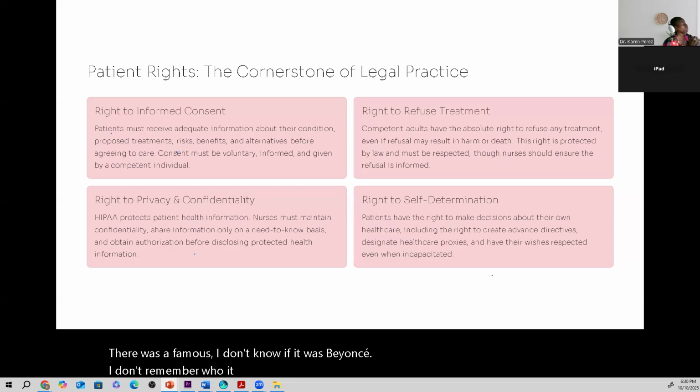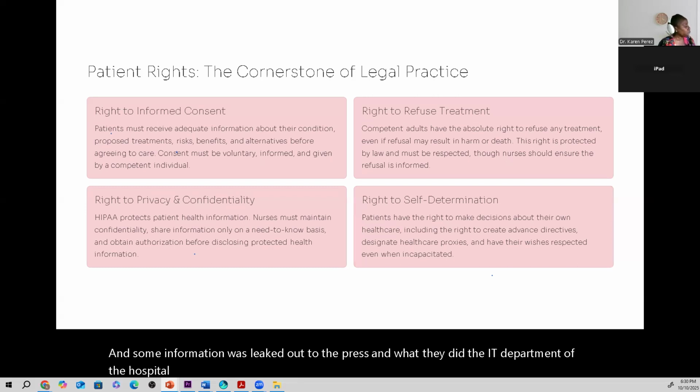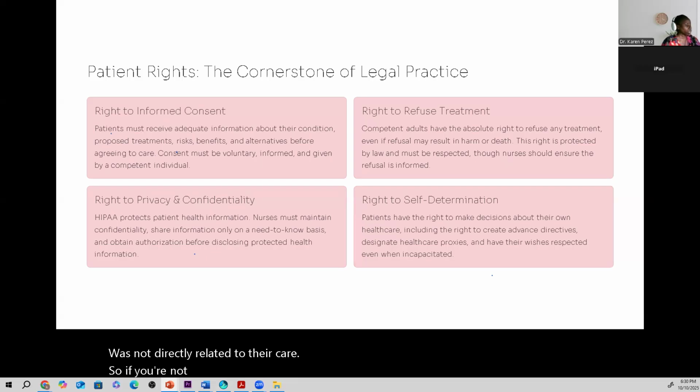There was a famous person, I don't know if it was Beyonce, I don't remember who it was, who went into the hospital and some information was leaked to the press. The IT department of the hospital ran a report on everyone who logged into the patient record who was not directly related to their care. So if you're not directly related to the care, you should not look into the patient file.